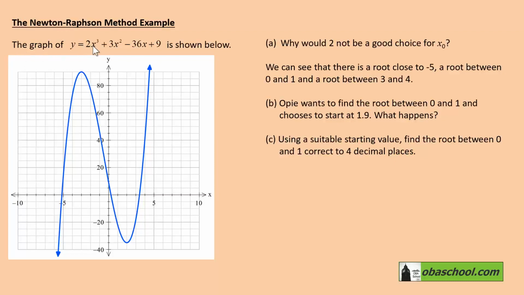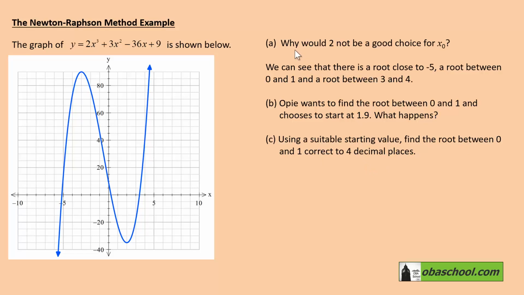The graph of y equals 2x cubed plus 3x squared minus 36x plus 9 is shown below. Why would 2 not be a good choice for x0, our starting value? We can see that there's a root close to -5, a root between 0 and 1, and a root between 3 and 4. OP wants to find the root between 0 and 1 and chooses to start at 1.9. What happens? Using a suitable starting value, find the root between 0 and 1 correct to 4 decimal places.